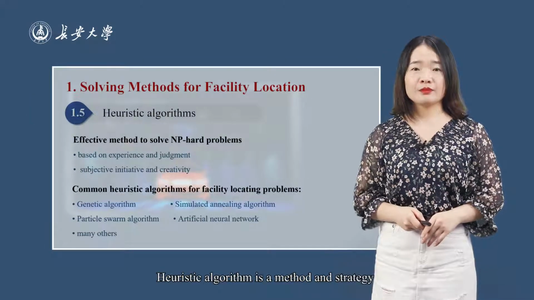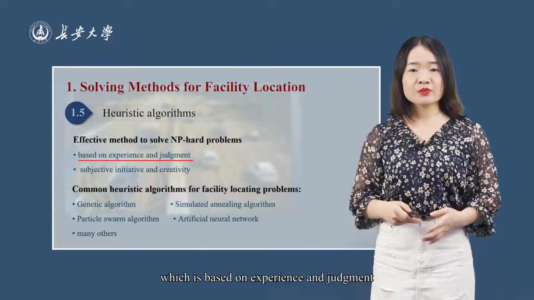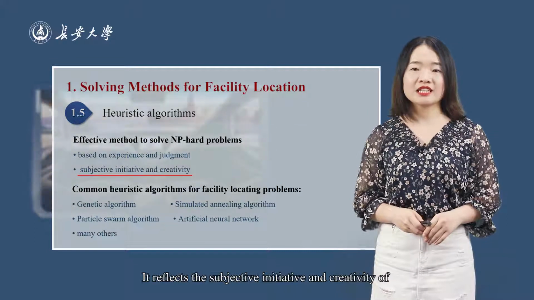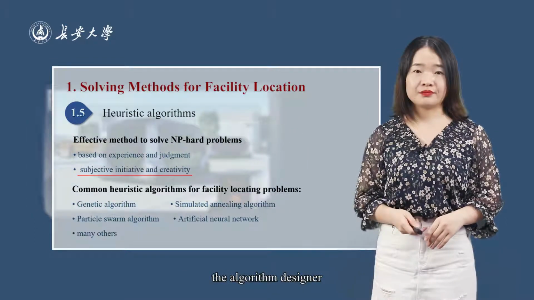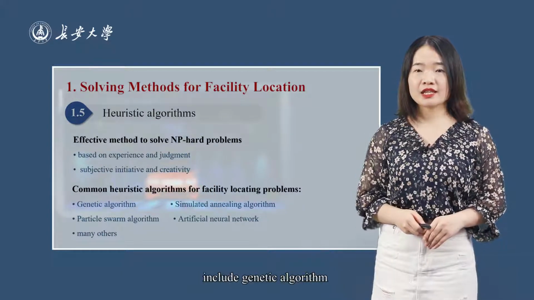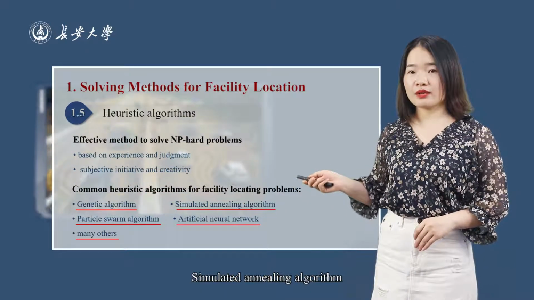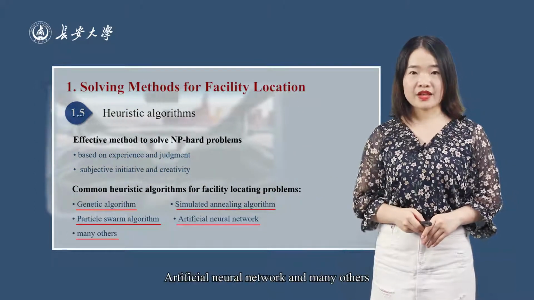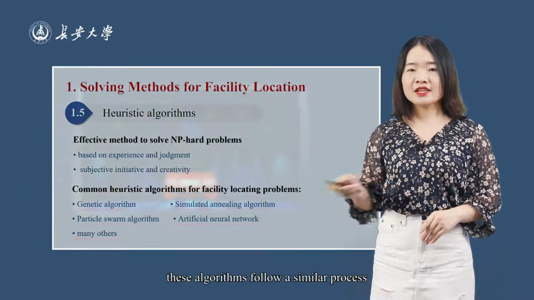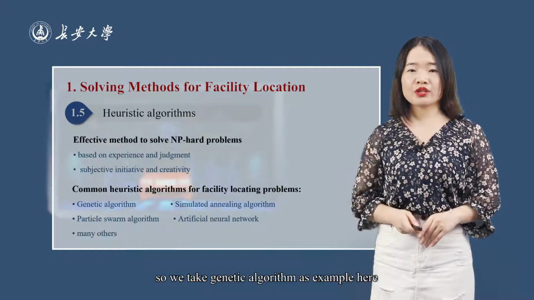So heuristic algorithm is a method and strategy seeking to solve problems, which is based on experience and judgment. It reflects the subjective initiative and creativity of the algorithm designer. Common heuristic algorithms for facility locations include genetic algorithm, simulated annealing algorithm, particle swarm algorithm, artificial neural network, and many others. Generally, these algorithms follow a similar process.